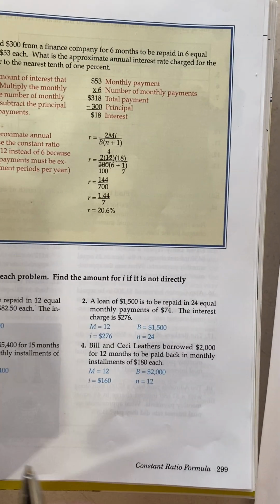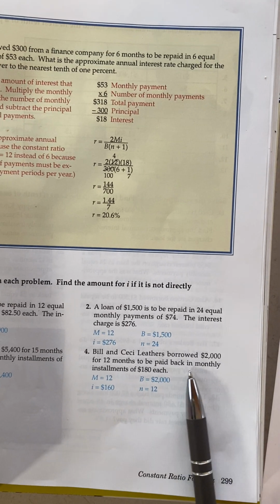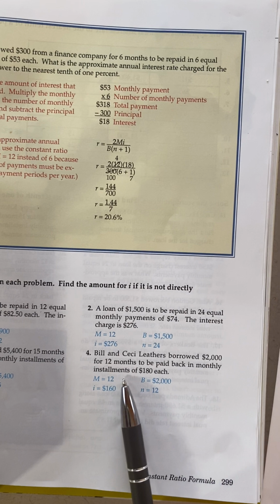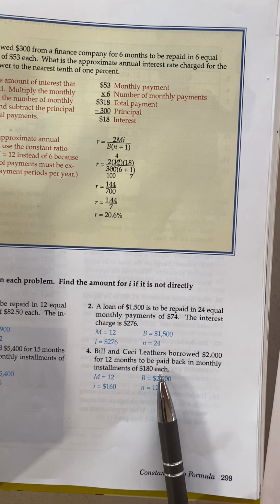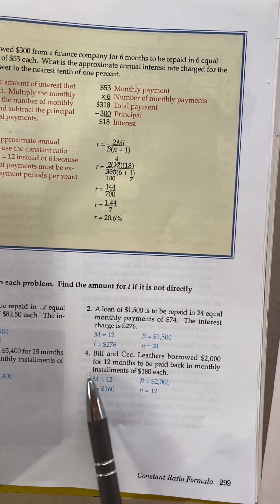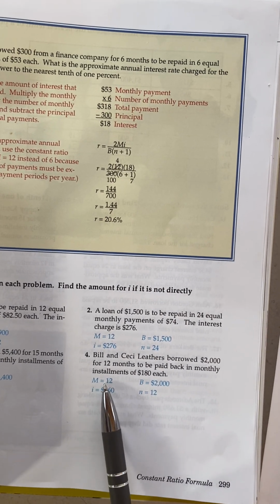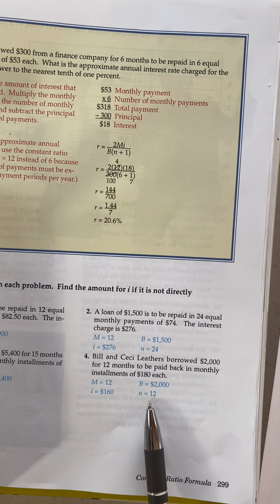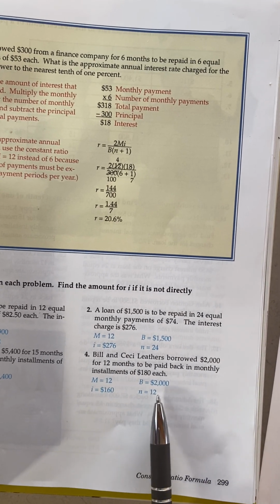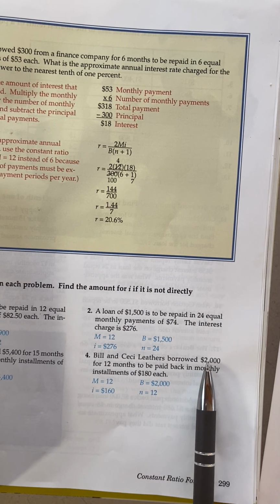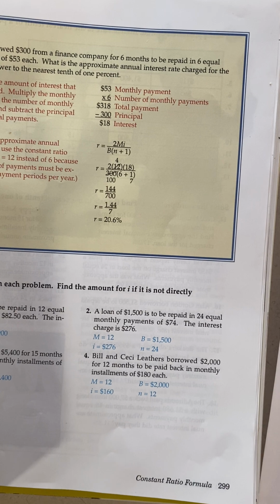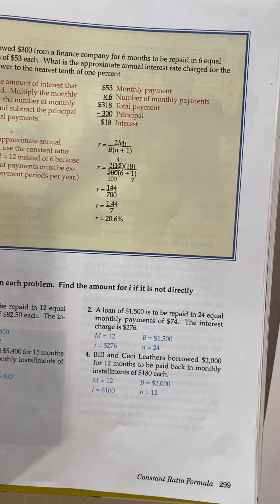Okay, here we go. Bill and Cece Leathers borrowed $2,000 for 12 months to be paid back in monthly installments of $180 each. So basically we have how many? We're going to have 12 months for M, always 12 months in this situation. N, how long? 12 months. 12 months for N. And our base, B, is going to be $2,000. So now we have to find the interest, how much we're paying in interest.